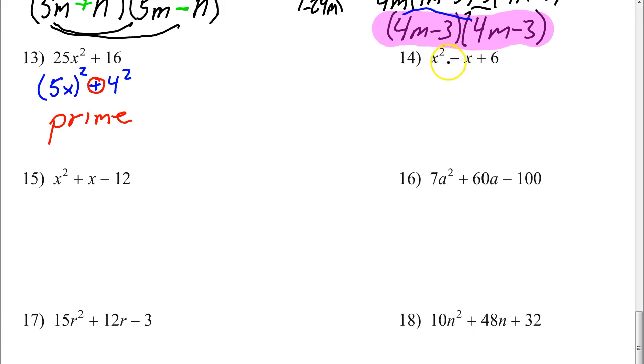Number 14, no GCF. So what two numbers multiply to 6x squared and add to negative 1? So we'll get a 3 and a 2x with the negative being on, let's see here. Looks like negative 3, does that work? That'll add to negative x, but doesn't necessarily multiply to 6x squared.